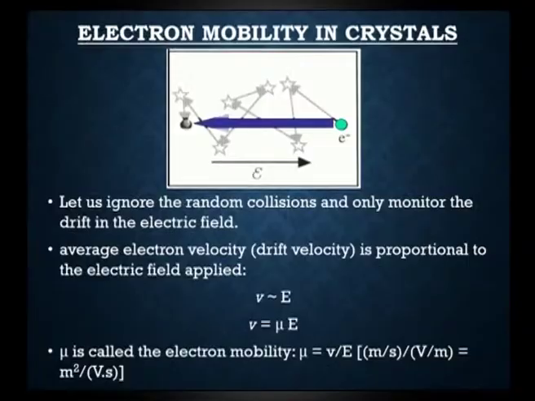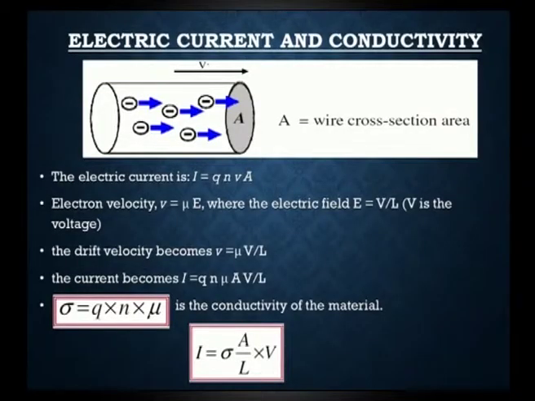After studying these two conditions, we can see that without considering random collisions, and considering only the drift that occurs in the electron, we can find the mobility of an electron as v/E. So mobility is directly proportional to velocity and inversely proportional to the electric field. Next, the electric current and conductivity.